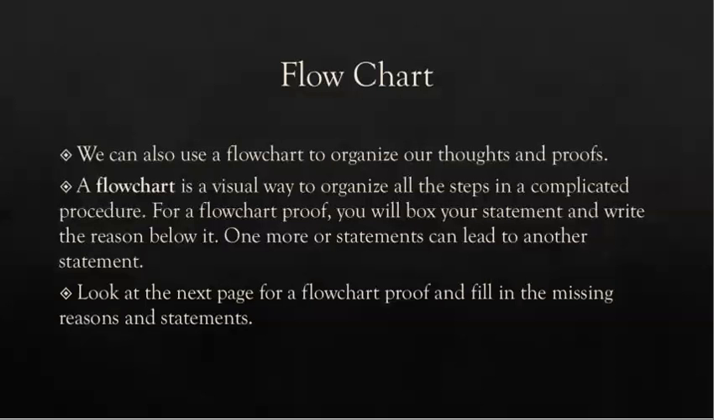We can also use a flowchart to organize our thoughts and proofs. A flowchart is a visual way to organize all the steps in a complicated procedure. For a flowchart proof, we will just box our statement and write the reason below it. One or more statements can lead to another statement, and we'll just go down the page. Look at this next page for a flowchart proof, and let's fill in the missing reasons and statements.